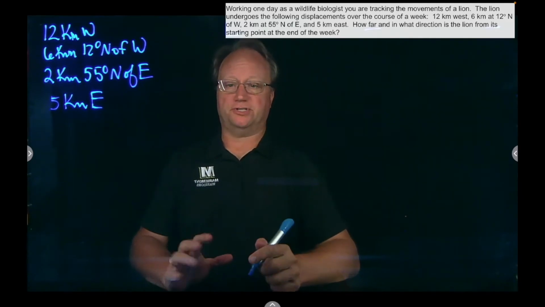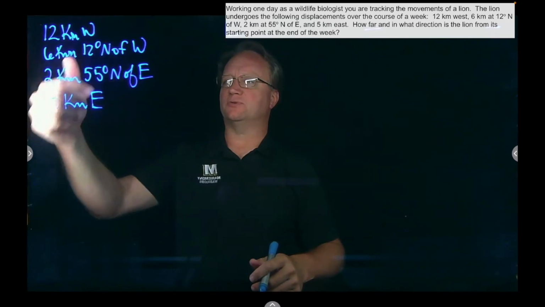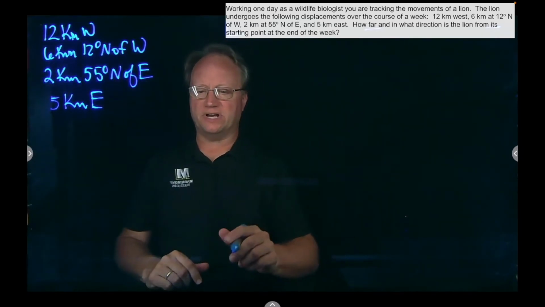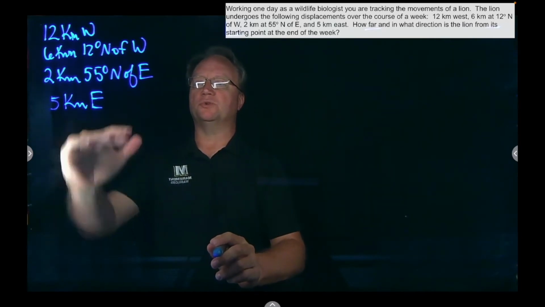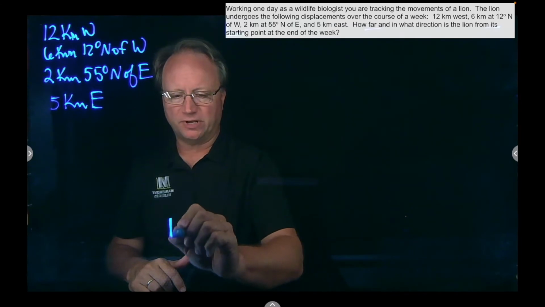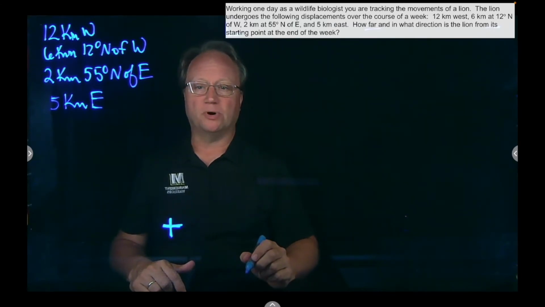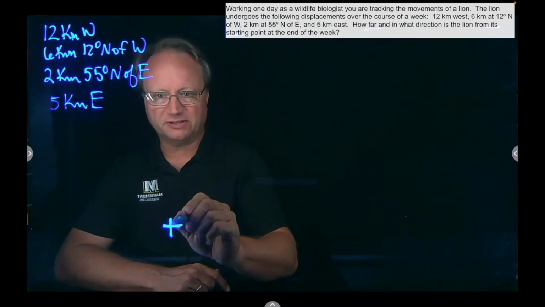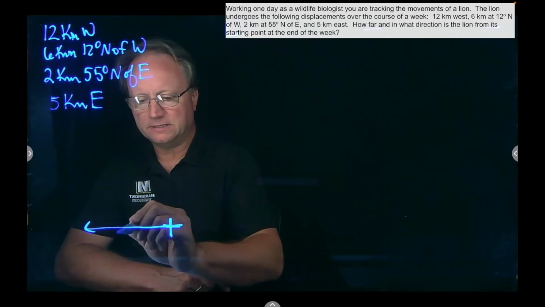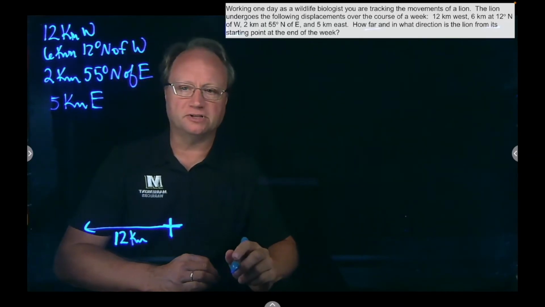Well, you're going to start by drawing a starting point, kind of eyeballing. We're going west, we're going east, and a couple of norths, one north of east, one north of west. So I want to give myself some room to the west and some room to the north. So I'm going to start my starting point right around here. Okay, first vector, 12 kilometers west. Relatively long compared to the other ones. And there's my 12 kilometers.